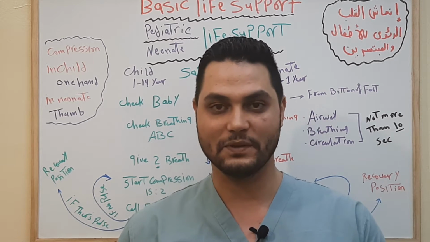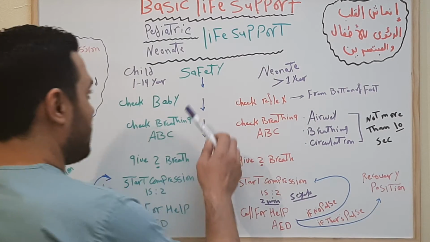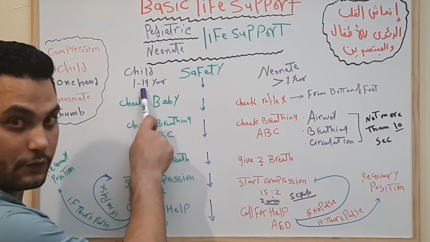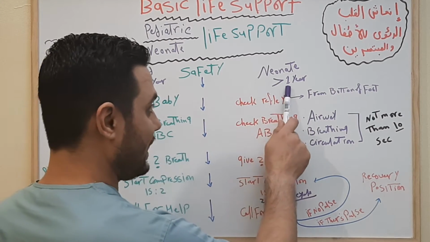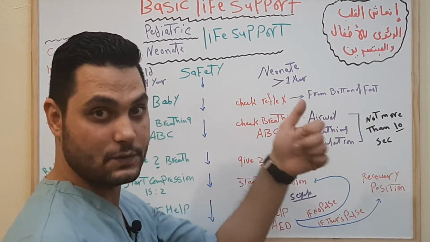Today we will speak about basic life support in neonate and child. Here we will check the child from 1 year to 14 years. If the baby is below 1 year, it's a neonate. So neonate is from birth to 1 year.